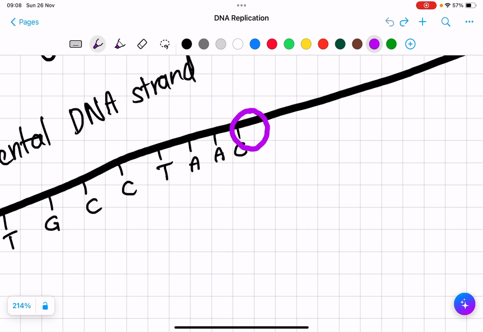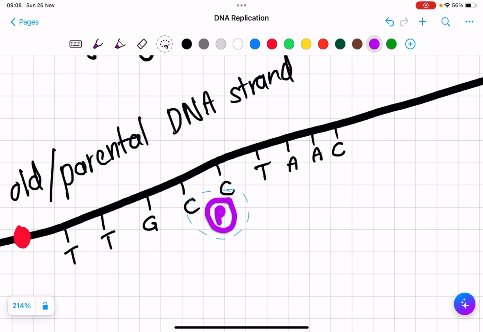So basically primase akan scan. Dia akan scan. Contoh macam ni. So primase akan scan. It's going to bind to parental strand and then dia akan scan apa dia punya sequence? Apa dia punya nitrogenous base? C, A, T, C, C, G, T and so on.